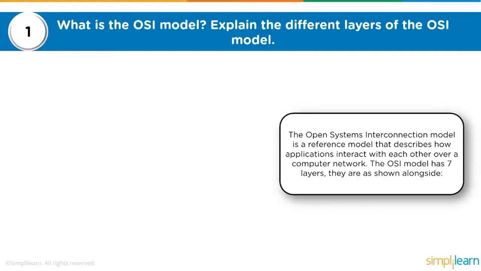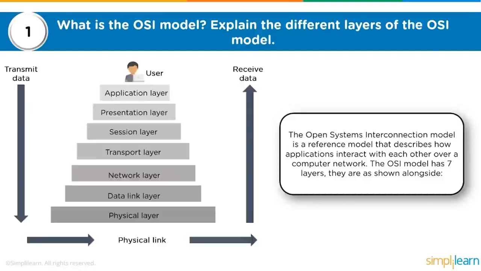So OSI is known as the Open Systems Interconnection model. It is a reference model that describes how applications are going to interact via the computer network. There are 7 different layers that we need to understand. They are as follows. So in this diagram, there are these 7 different layers. We start from the bottom. First is the physical layer, the data link layer, network layer, transport layer, session layer, presentation, and application.